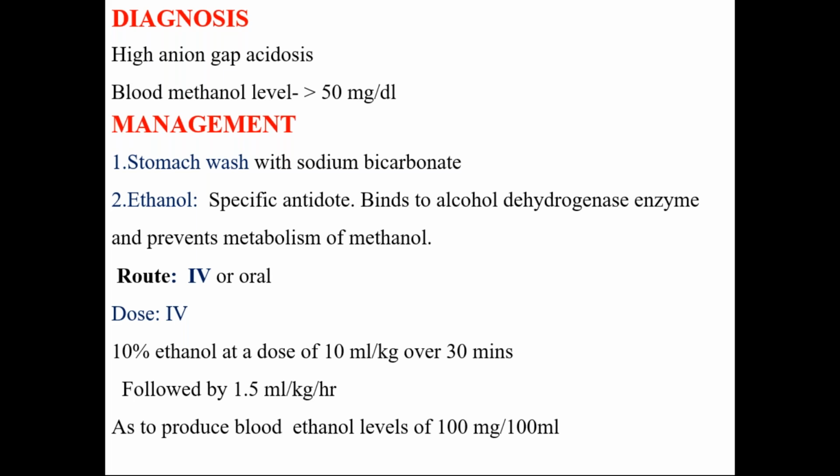The route of administration of ethanol is IV or oral. The dosage in the IV route is 10% ethanol at a dose of 10 ml per kg over 30 minutes, followed by 1.5 ml per kg per hour, so as to produce blood ethanol levels of 100 milligrams per 100 ml. The main aim of giving this IV is to keep blood alcohol levels at about 100 mg per 100 ml. So we give 10% ethanol at 10 ml per kg over 30 minutes, followed by 1.5 ml per kg per hour.